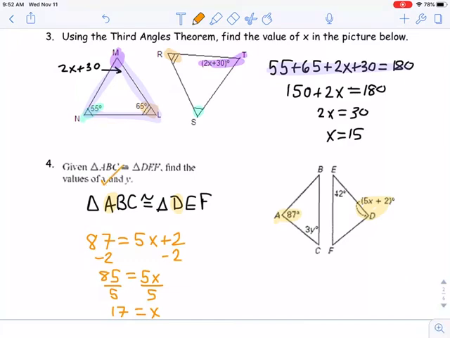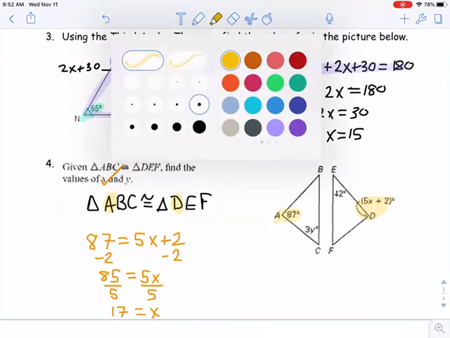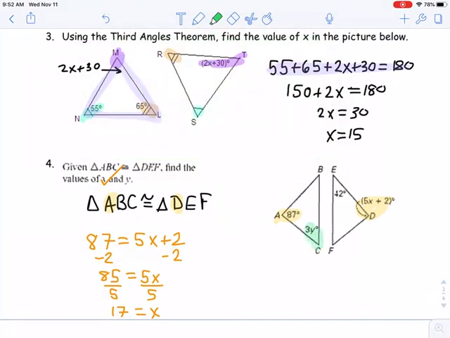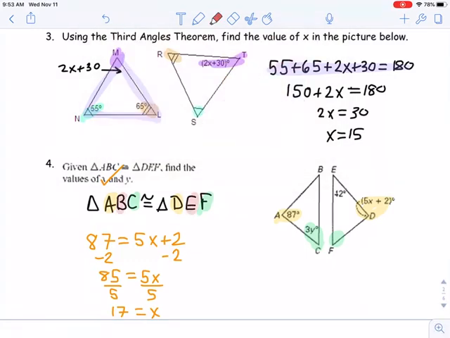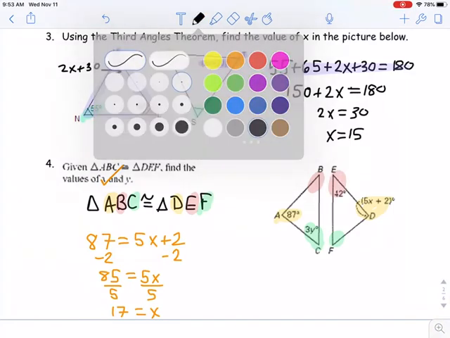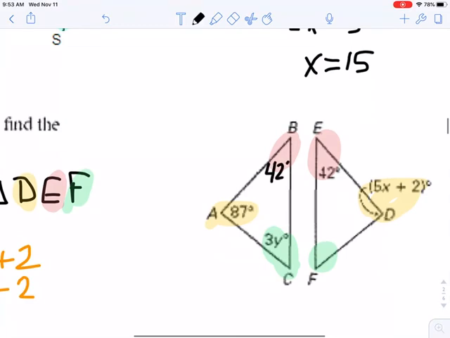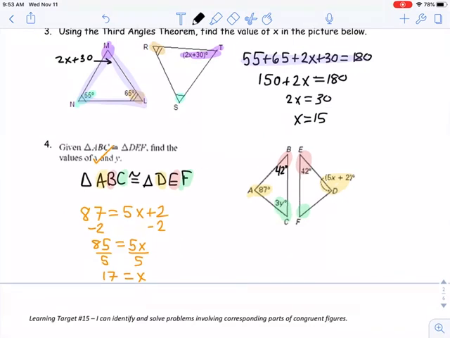Now we gotta find the value of y, so I gotta do some thinking. Let's look at things. All right, 3y, C, corresponds to F, OMG, we don't know F, rats. However, what do I know? Well, B and C are the same, or B and E. So that means angle B must also be 42 degrees. So that means that to find y, I can say 87 plus 42 plus 3y equals 180.